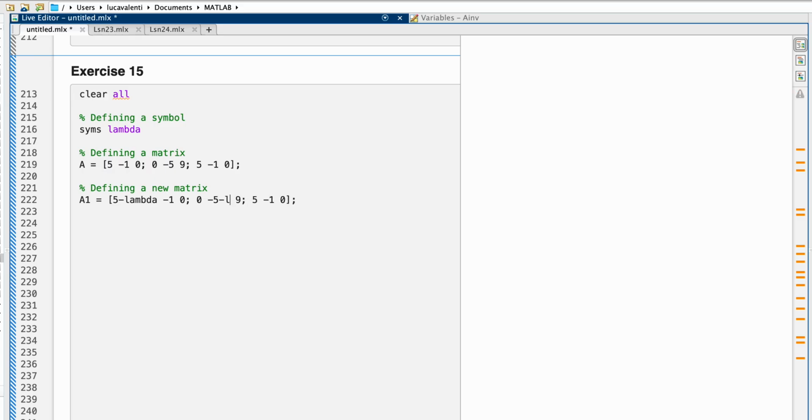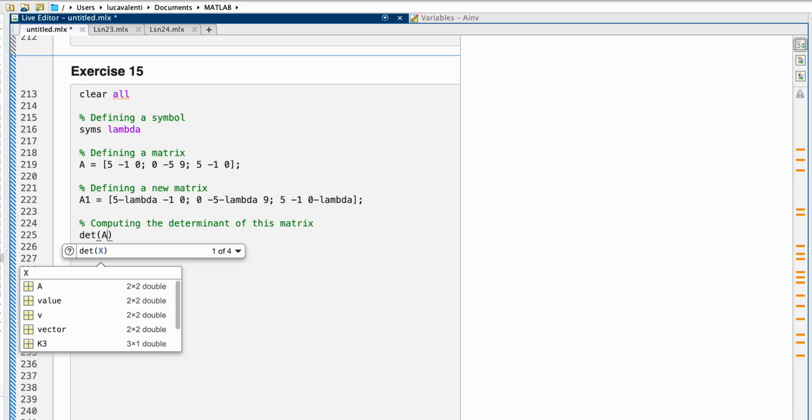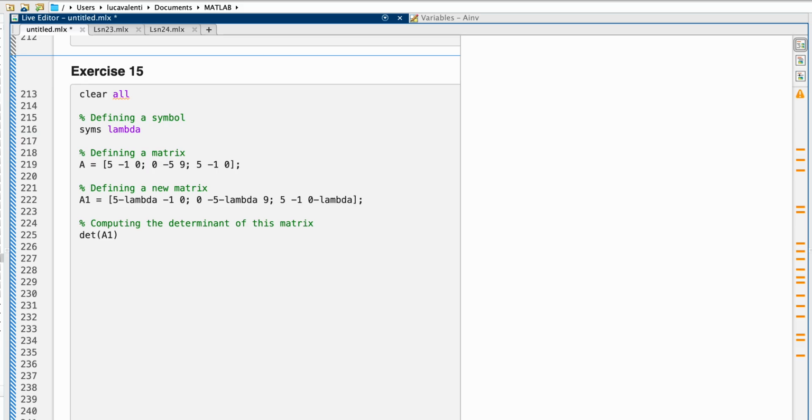from this entry, from this one, and one more time from this one. Okay, then I'm going to compute the determinant of this matrix. That's going to be the determinant of A1, and then I want to see what happens. So we get that the determinant is equal to this.